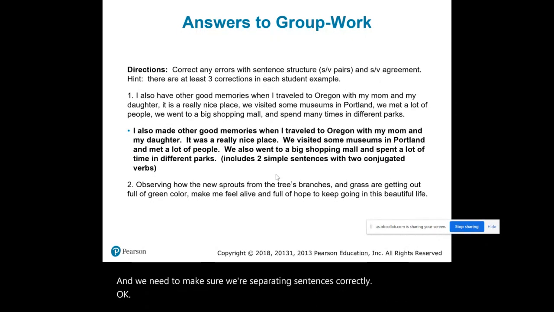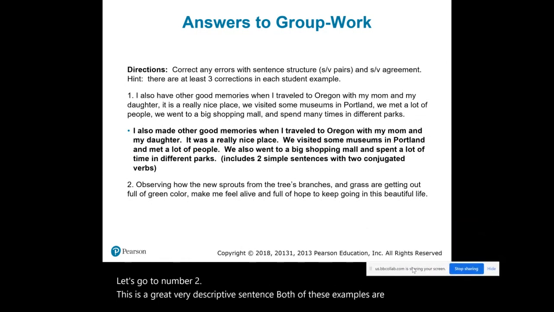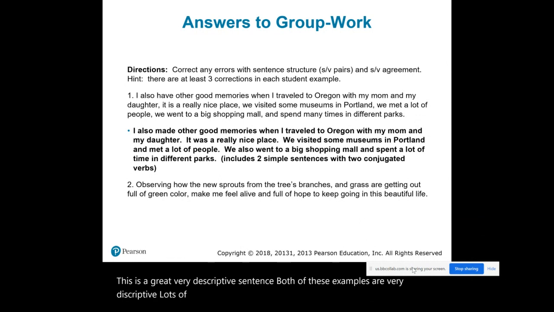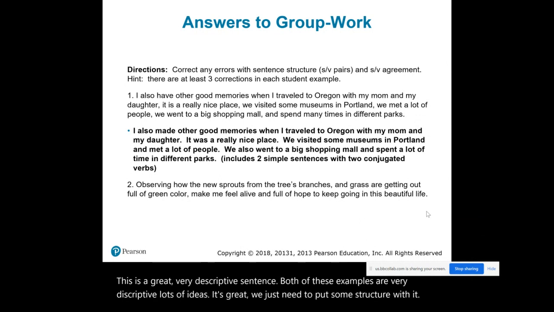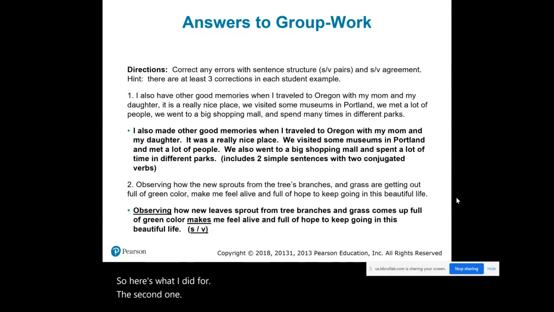Let's go to number 2. This is a great, very descriptive sentence. Both of these examples are very descriptive, with lots of ideas. It's great. We just need to put some structure with it. So here's what I did for the second one. I underlined the subject and the verb. Now, believe it or not, class, this is one sentence. It's just a very long sentence.